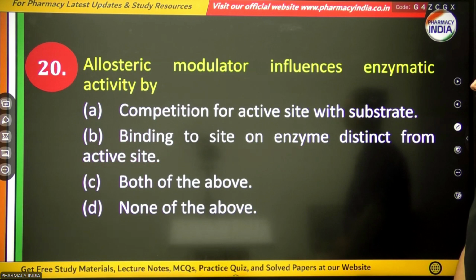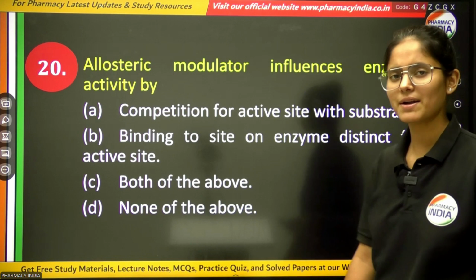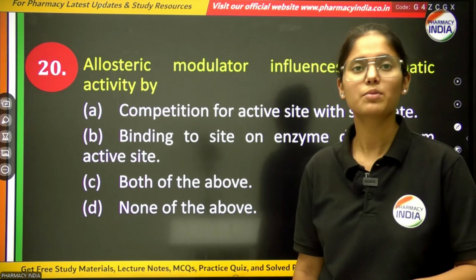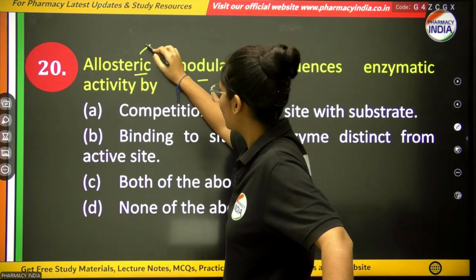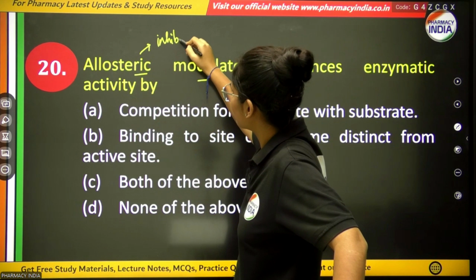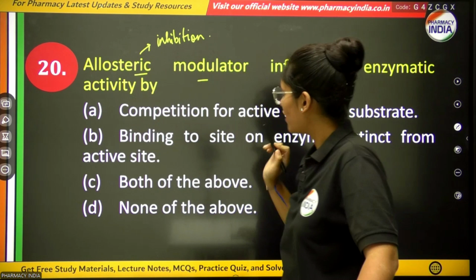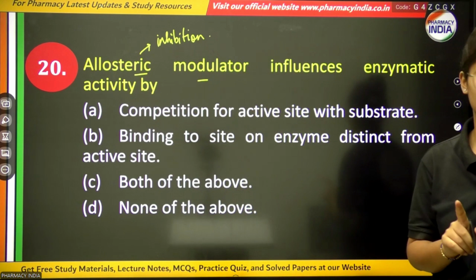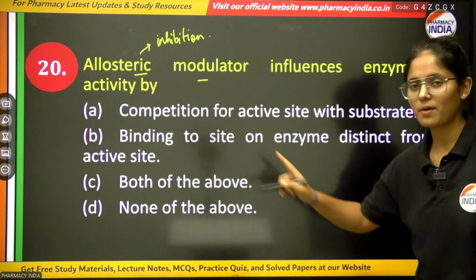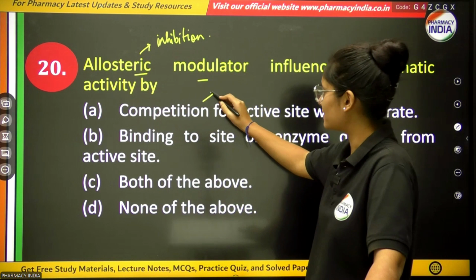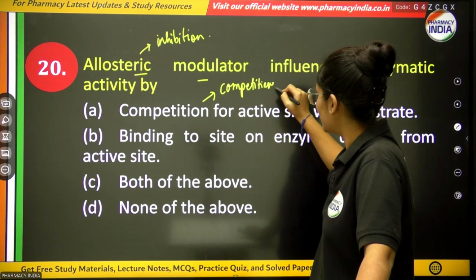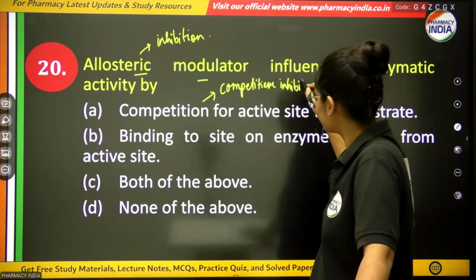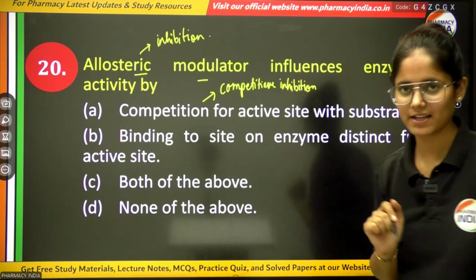Next question is, allosteric modulator influences enzymatic activity by what? What is an allosteric modulator? That is allosteric inhibition. Clear? Competition for the active site with the substrate is not the correct option, because competition occurs in competitive inhibition. And the question is asking about allosteric inhibition.